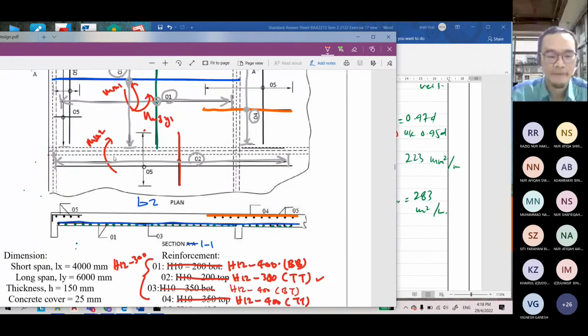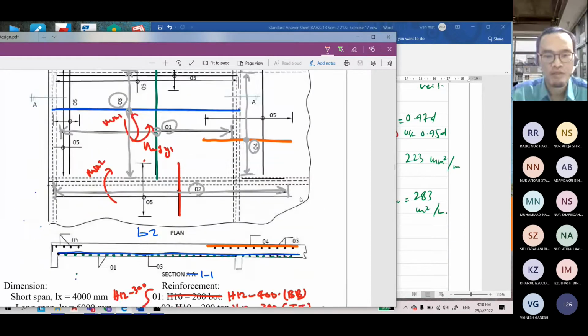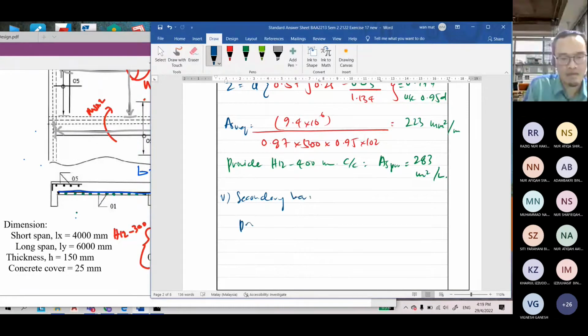Okay, so now you provide the secondary bar. You provide the secondary bar. This one. Okay, step number 5. Good. Secondary bar. You try to provide H12 450 mm center to center.